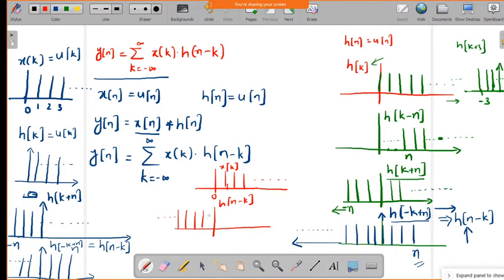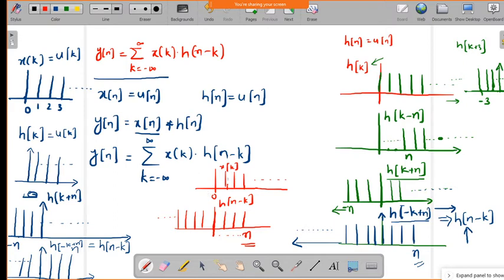Write it properly, h of n minus k, which is having an infinite duration, till the value of n. I don't know what the value of n is, till the value of n it will be there. So now our x of k will have infinite duration, but our h of n minus k exists only till n. So if you convolve, what is the resultant?